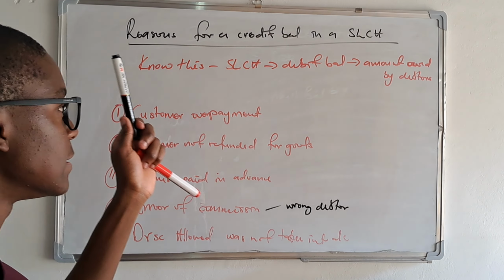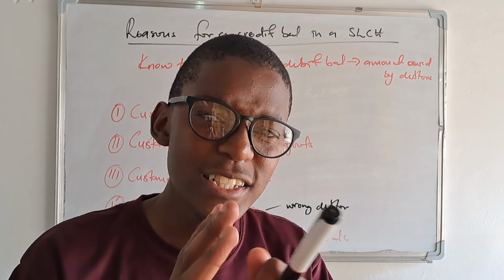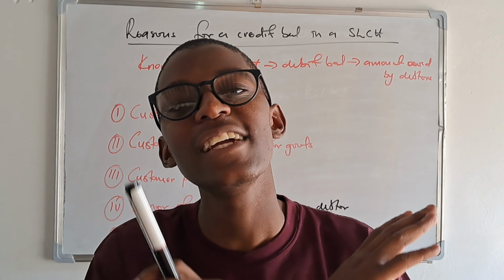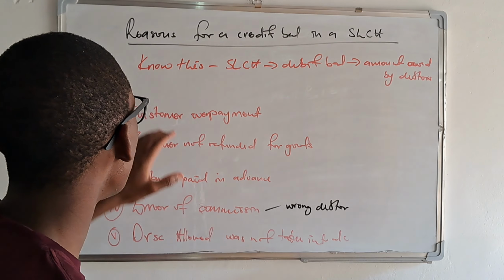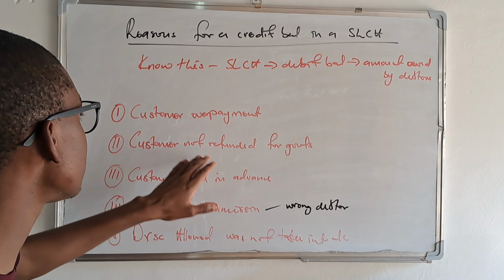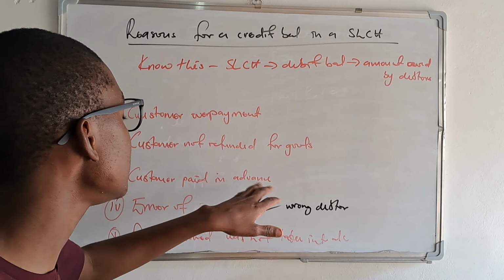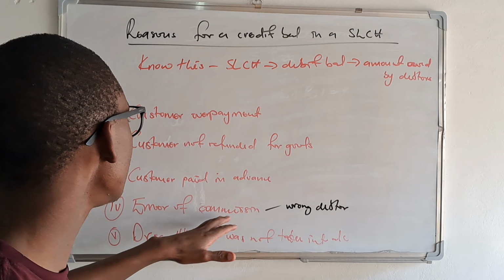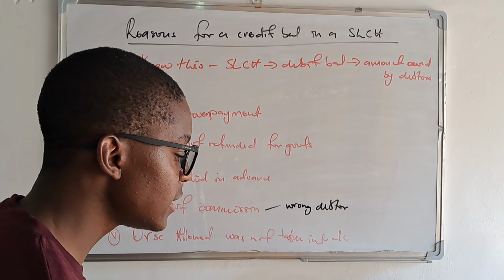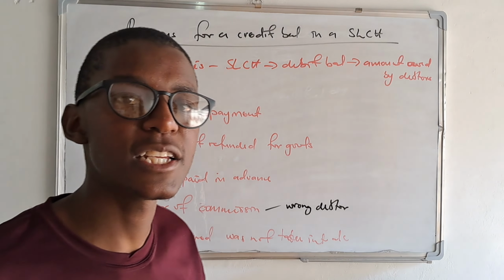These 5 reasons, you need to know them. I have actually assisted you. Don't run away from a question. And in terms of accounting, you don't choose, my friend. You actually answer everything. So in this case, I have done the reasons for a credit balance in the sales ledger: customer overpayment, customer not refunded for goods he has returned to the business, customer paid in advance for the goods. Then error of commission, whereby we have posted a payment to the wrong account. The discount allowed was not taken into account.